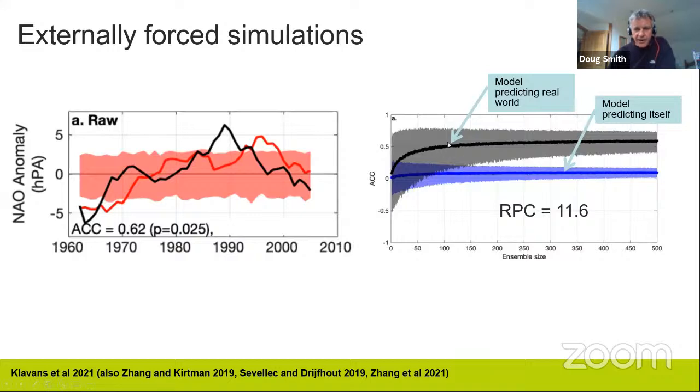And then on the right, again, we have this plot where we see the correlation skill versus the number of ensemble members, and up to 500 have been included in this analysis. The grey is the skill against the observations, and the blue is the skill against an individual model ensemble member. And then this ratio of predictable components again is greater than 10 in these externally forced simulations.